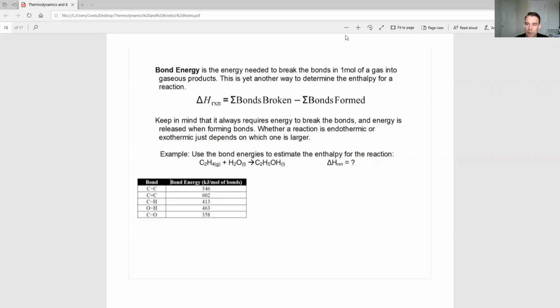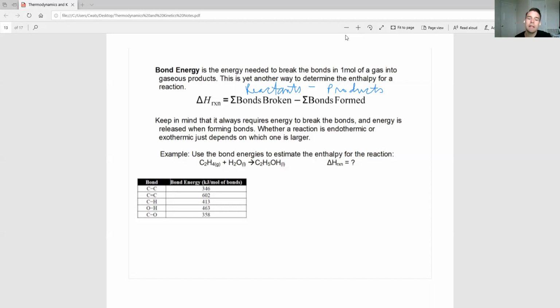So this one is different because it's bonds broken minus bonds formed. Bonds broken, those are the reactants, minus the products. And everything else that we've seen has been products minus reactants. So you want to keep that in mind. Keep in mind that it always requires energy to break the bonds, and energy is released when forming bonds. Whether a reaction is endothermic or exothermic just depends on which is larger.